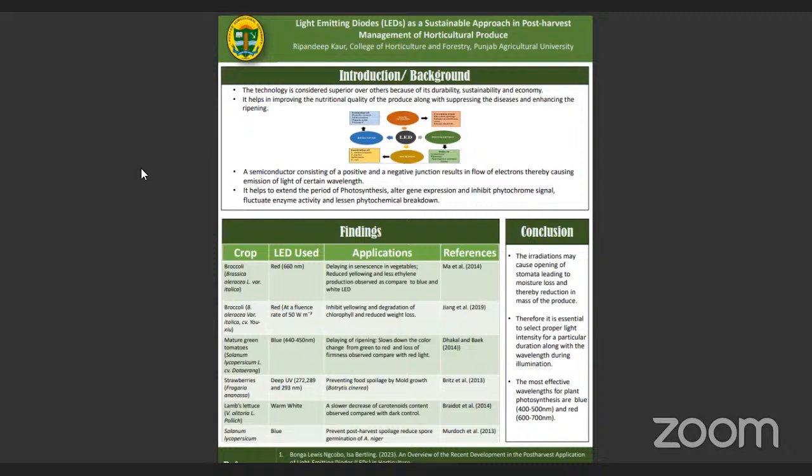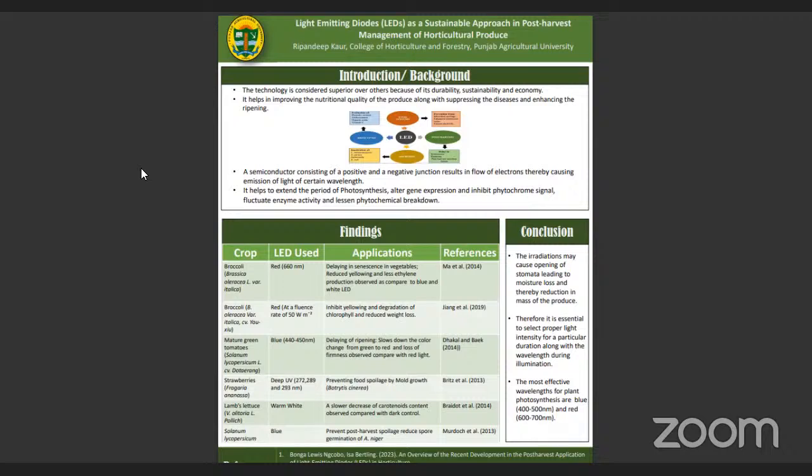So how does an LED work? An LED consists of a semiconductor with a positive and a negative junction. When it is connected to a power supply, current flows from the positive to the negative junction, resulting in the flow of electrons, which thereby emits light of a certain wavelength, which is then used to treat the post-harvest produce.